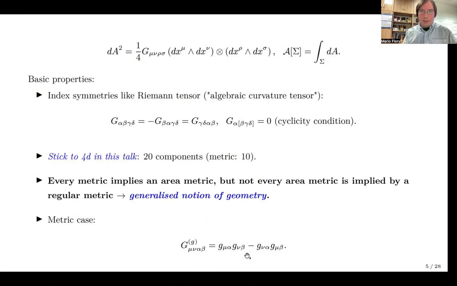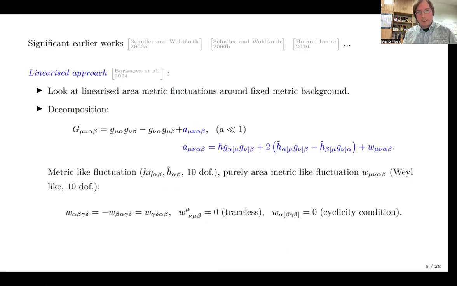And now in physics, this idea has also been studied a lot. There's a large body of literature, especially by Schuller and co-authors. What we are going to do is look at the linearized approach, at linearized area metric fluctuations around a fixed metric background. So we have this kind of decomposition here, where we have an area metric, which to the 0th order is given by a metric-induced area metric, you remember the equation from the previous slide, plus an area metric fluctuation, which is infinitesimally small.